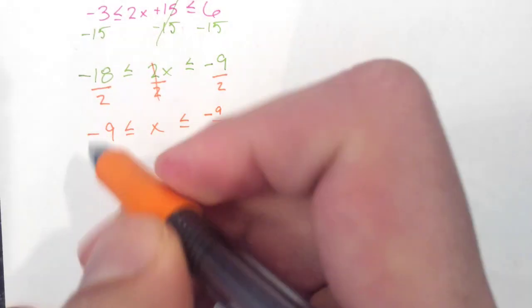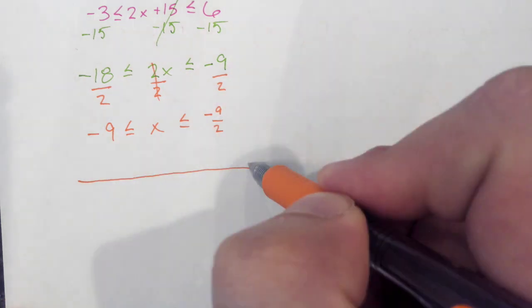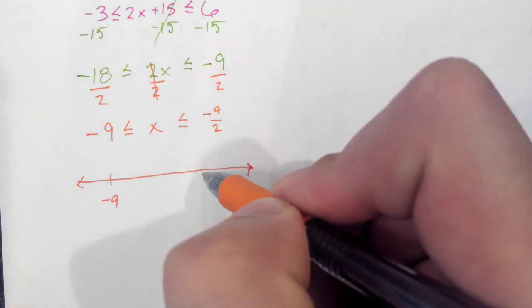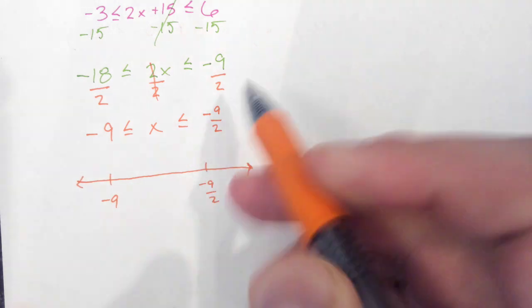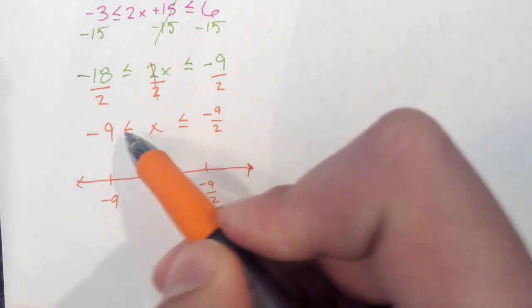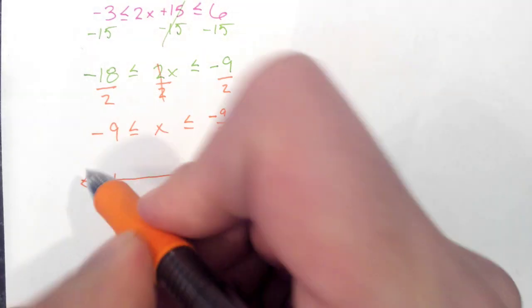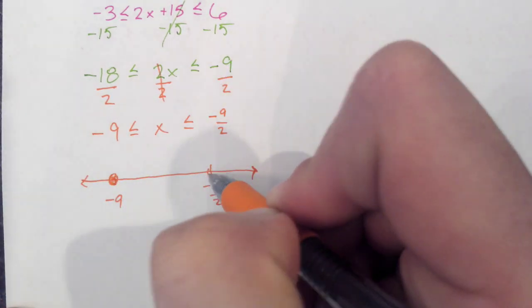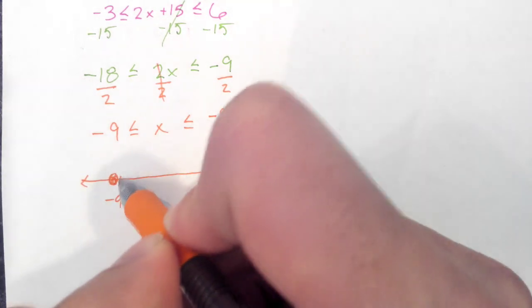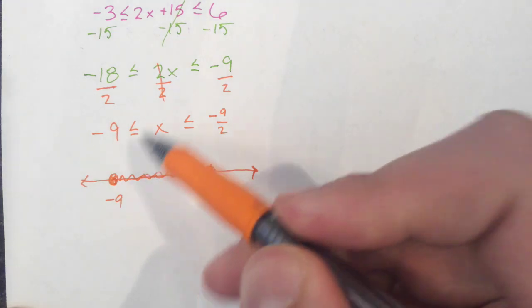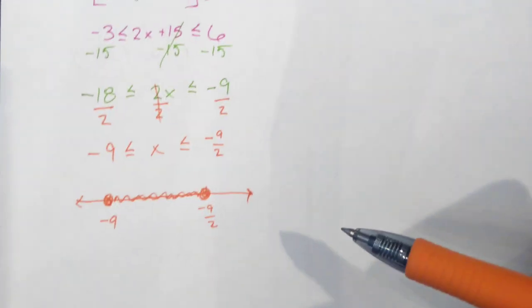And compound inequalities are very easy to put on a graph. You just write them down like you see them. Negative 9 would be on the left. Negative 9 halves would be on the right because that's how they are orientated. I've got my less than symbol, so I know it's orientated correctly. These should have closed circles on them. And I always shade in between on compound inequalities like this when they're mushed together.